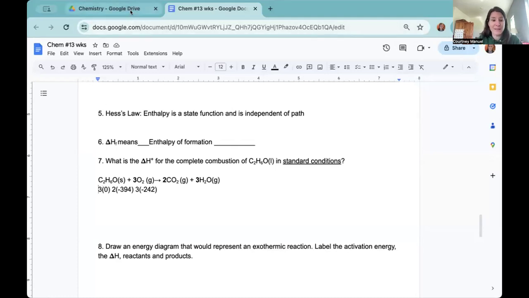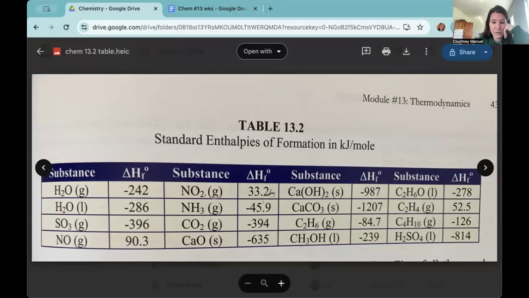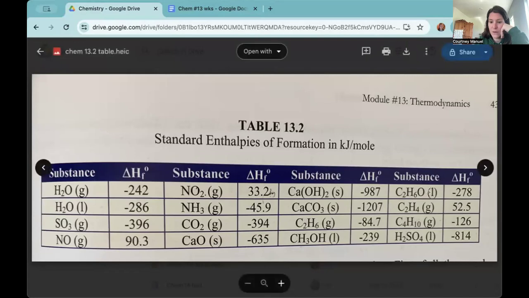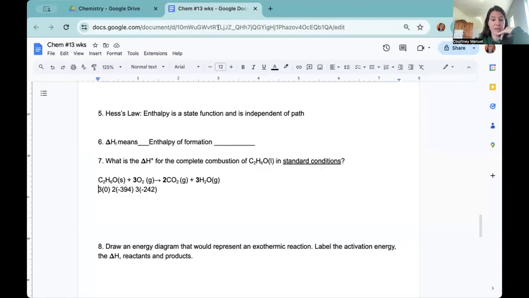Let's keep going. All right, so then we have our C2H6O. Let's just see if it's in there. C2H6O in a liquid state. Maybe that's what we have. I bet that's what it is. I put solid, you guys, but I'm wrong. Negative 278. So we can just put that in here. Let's change that. Down here is negative 278.